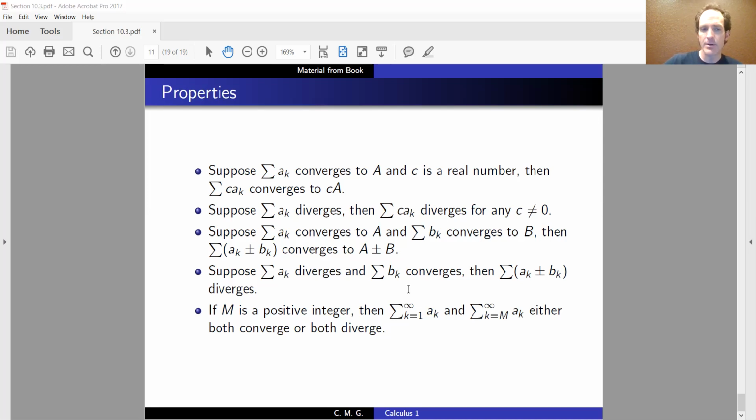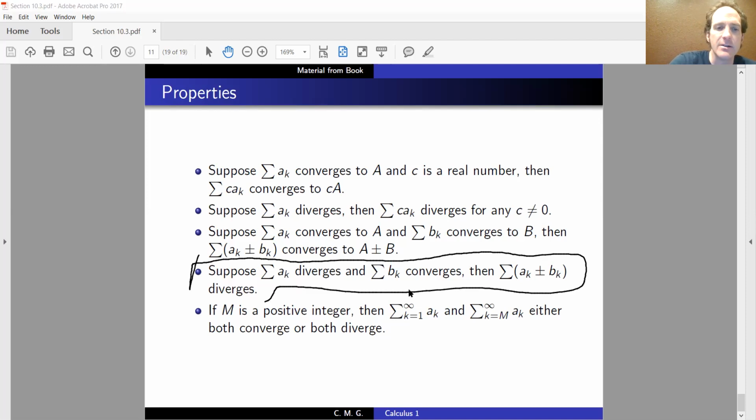The fourth one here is a little different than what we would see for an integral. I have a divergent sequence. So the sum of the a sub k is not finite. It's a divergent sum. But the b sub k is a convergent sum. The sum or difference of these things is still divergent. So it still does not converge to anything nice, even though we're maybe taking some stuff away from this divergent sequence. We aren't taking enough away to make it converge.